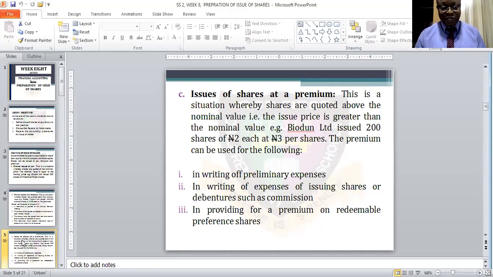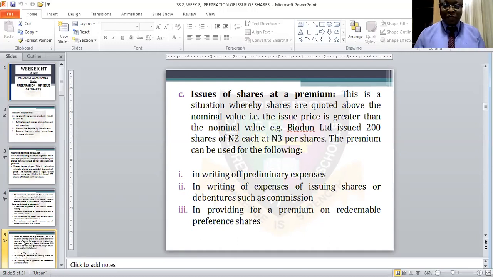Then at 2 naira each, at 3 naira per share, that is a profit of 1 naira there. When you subtract 2 naira from 3 naira, you get 1 naira. So that means at a premium. At a premium simply means that the profit of 1 naira is already there.